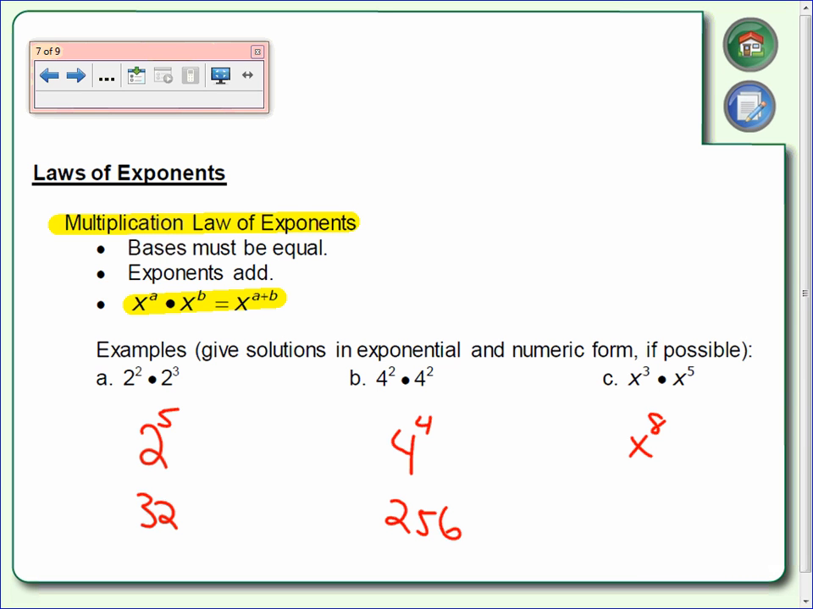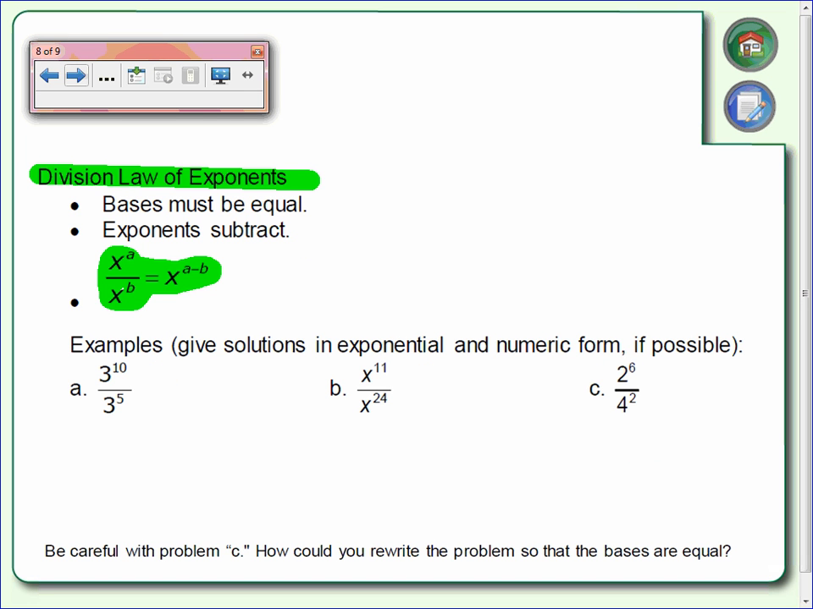All right, so that's the multiplication law of exponents. When you multiply, you add exponents. Now let's take a look at that division one. Now the division is the complete opposite of multiplication. Rather than adding the exponents, we're going to subtract the exponents. But again, keep in mind the bases must be the same. In other words, I cannot come over here and do 5 to the third divided by 6 squared. I cannot subtract those exponents. Those bases are not the same.